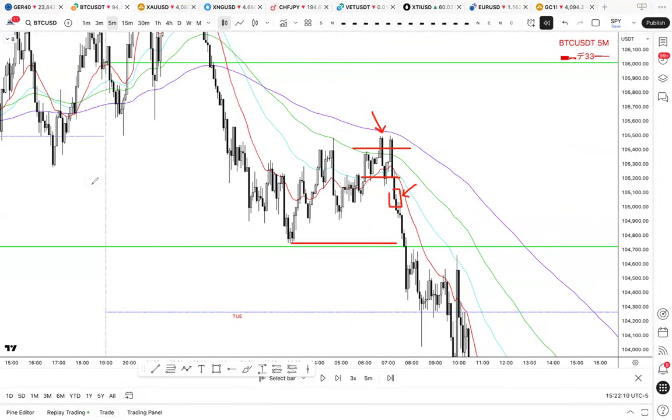But why am I using these EMAs? These EMAs actually help me pick the most recent peak formation I should be looking at. And when you hear me say peak formation, I'm really just saying support or resistance.